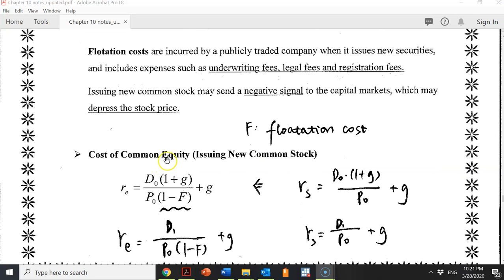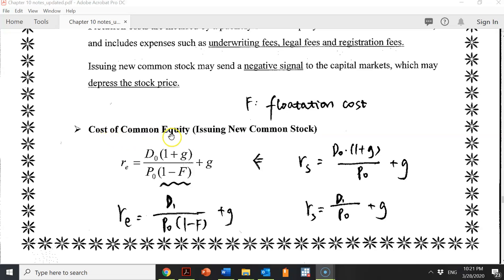This is also why, when we are calculating cost of common equity for new common stock, we are going to use the stock price P0 multiplied by 1 minus F, flotation cost, because we think the stock price is going to go down because of this new issue. Okay, so F, flotation cost, looks like a discount rate here. The stock price decreases, and F is the decreasing rate or the discount rate for the stock price.